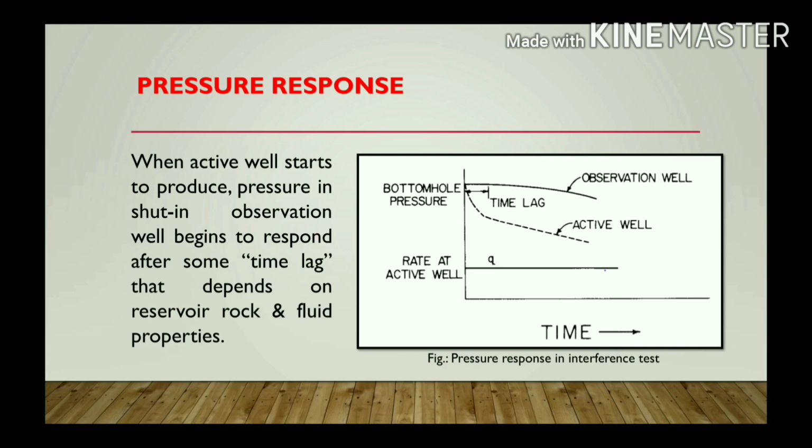This time interval is known as time lag. Time lag is basically the time required for the observation well to record the change in pressure. Pressure disturbances travel from the active well to the observation well, so some time is required to notice the pressure change at the observation well. It depends on reservoir rock and fluid properties in the vicinity of the active well and the observation well.